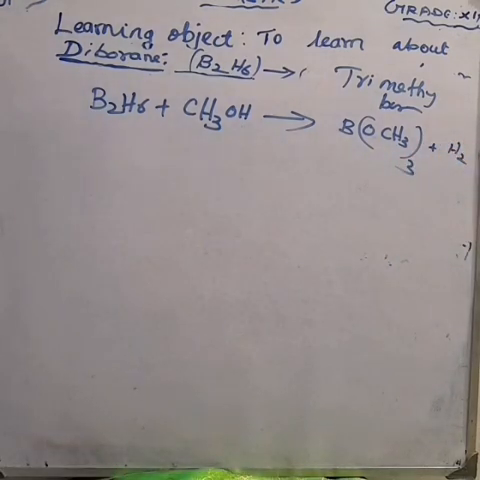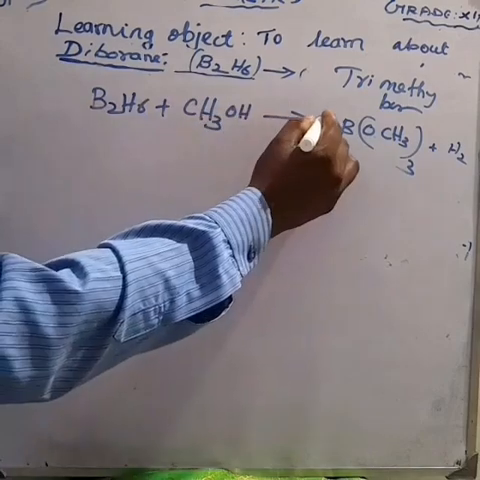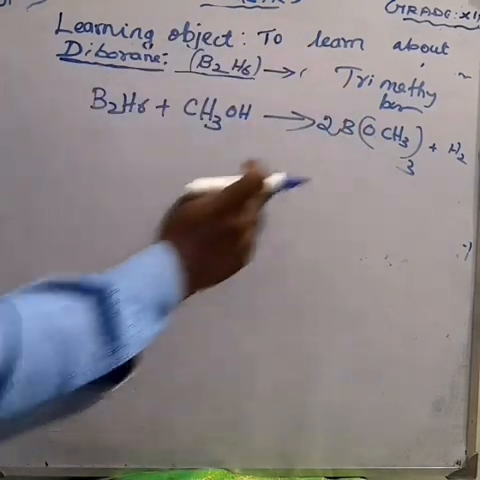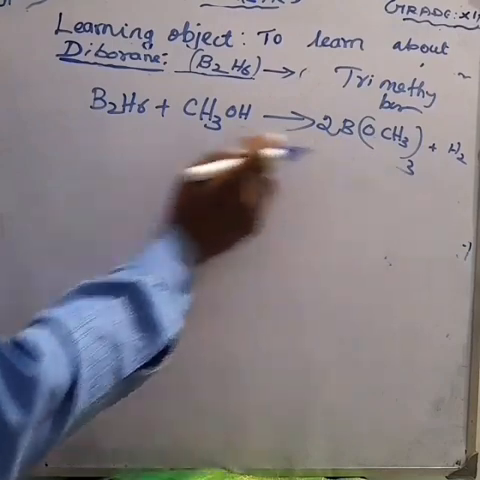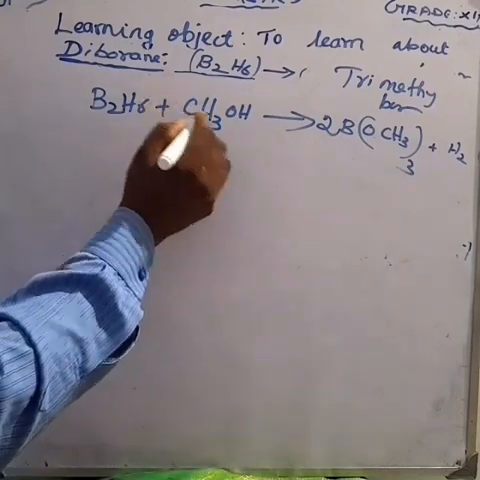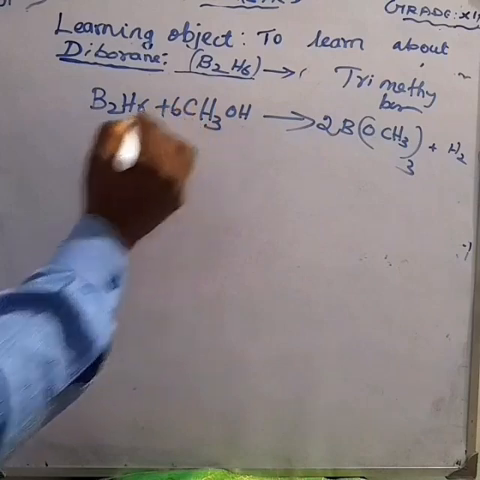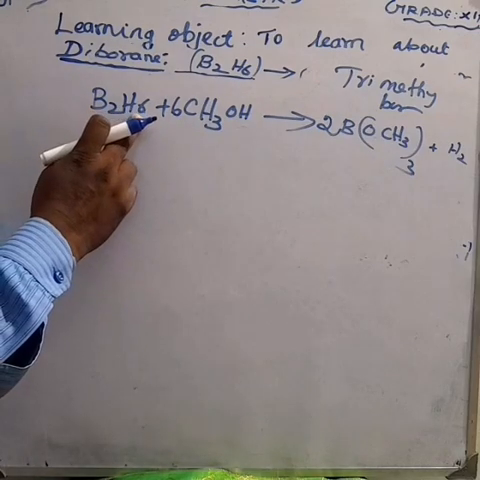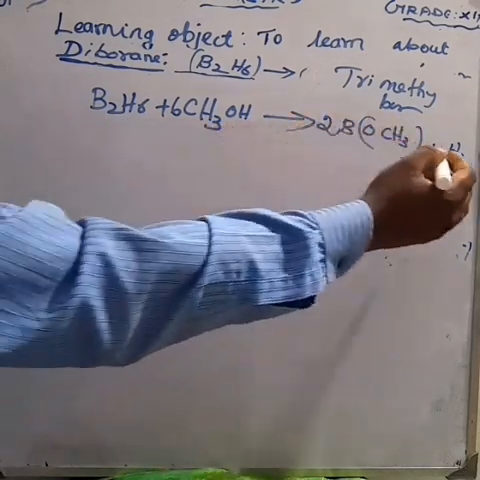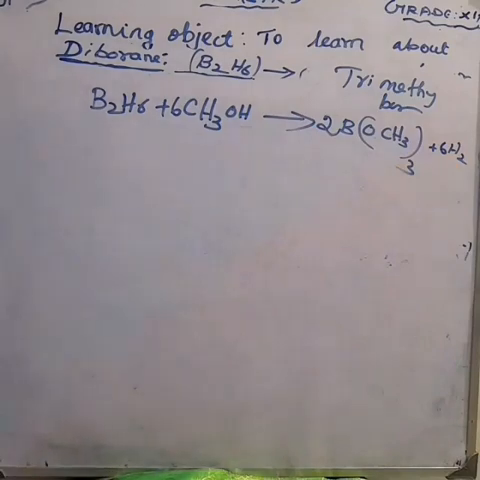So how can you balance the reaction? Here 2 boron is there, so make it 2 boron on the product side. How much methyl is there on the product side? 3 methyl. So come to the reactant side: 3 into 2 is equal to 6. Make it 6 here. How much hydrogen is there? Here also 6, so 6 plus 6 is 12. Multiplied by 6, 6 into 2 is equal to 12. Now the reaction is balanced.